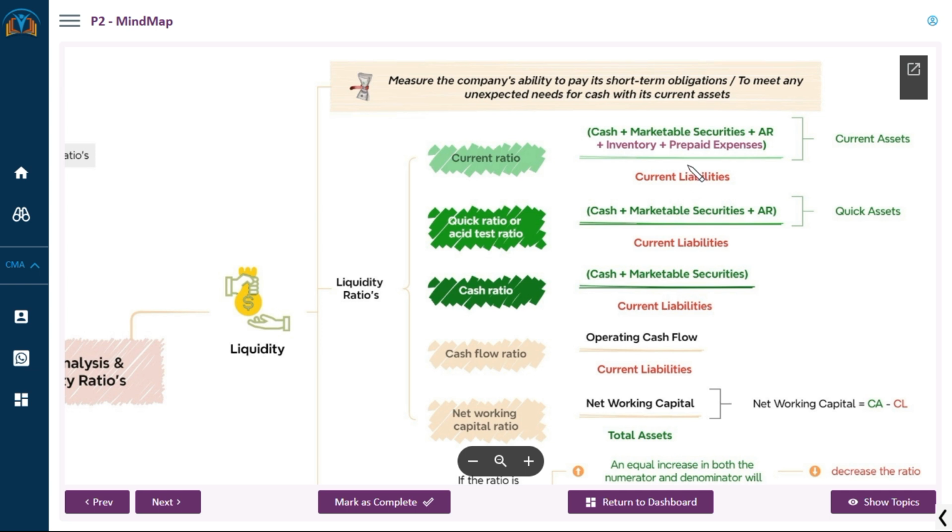So in cash ratio, quick ratio or acid test ratio, current ratio, and cash flow ratio, the denominator is current liabilities. For cash flow ratio we have current liabilities, for cash ratio also, for quick ratio, acid test ratio also, and for current ratio we have current liabilities. So only the numerator differs. In the current ratio, inventory and prepaid expenses are included. In quick ratio, acid test ratio, inventory and prepaid expenses are not included. And in cash ratio, we don't include the accounts receivable.